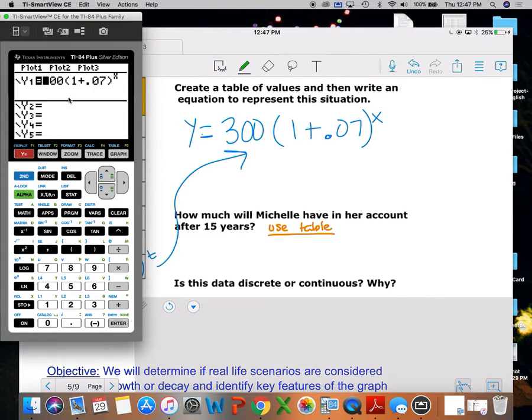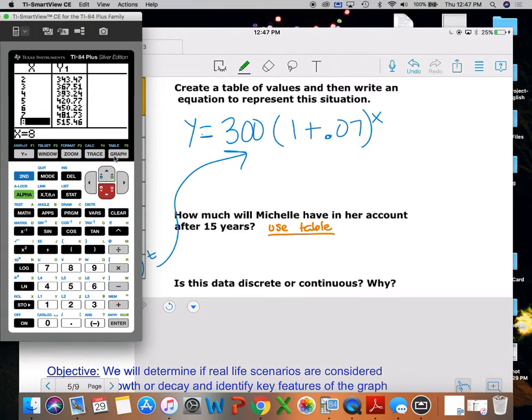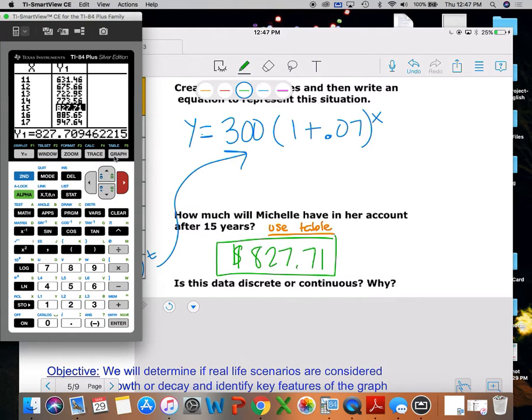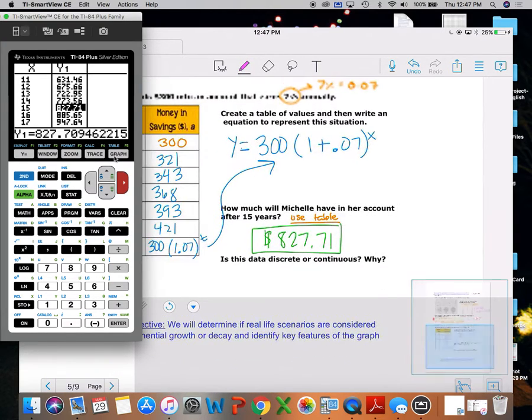We plug that equation, which we've already done, into y equals. We go to the table. 15 years is an x value or a t value of 15. And at 15, she will have $827.71, and we round because it is money.